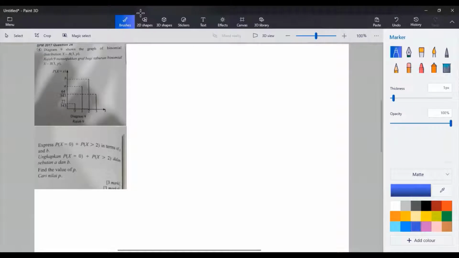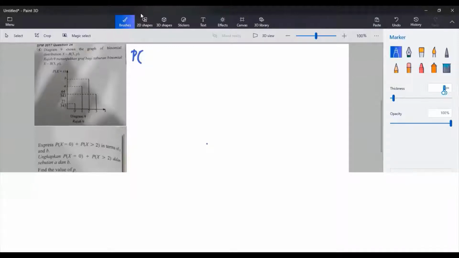Okay, so based on this graph, this is the question. There are two parts, isn't it? Based on the graph here, you can already see the probability of... why is it too thick? It's supposed to be 3.